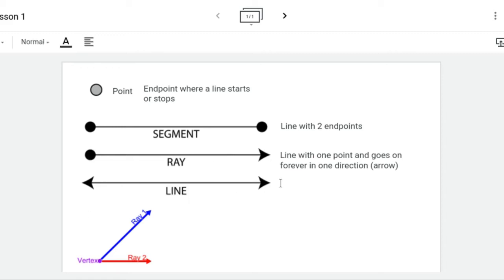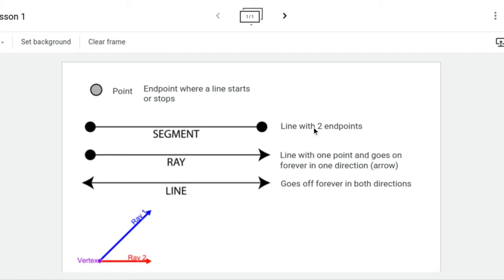A line goes off forever in both directions. We know that because there's an arrow on each side. Again, those arrows mean that it keeps going. We have to use our imagination. That line keeps going forever. A regular line goes on forever in both directions. There's no endpoints to it. It just keeps going and going.